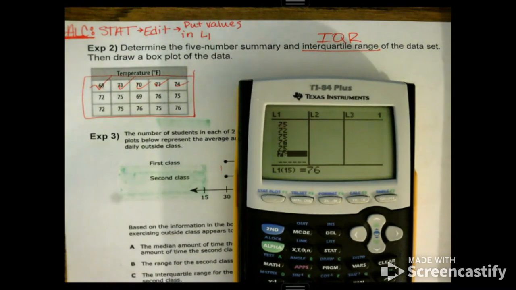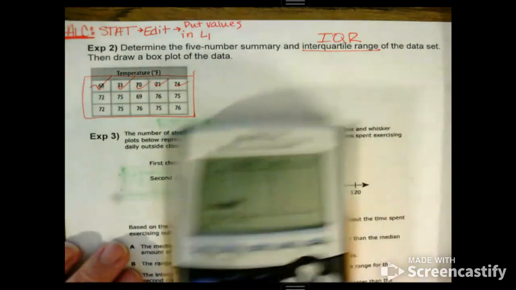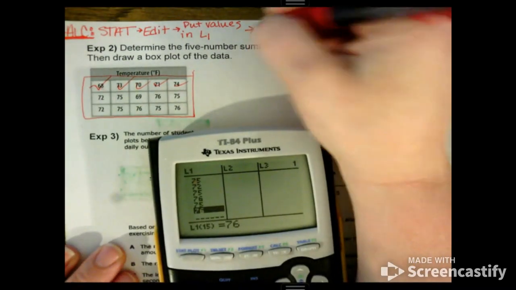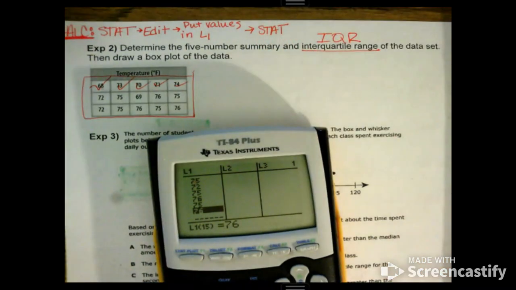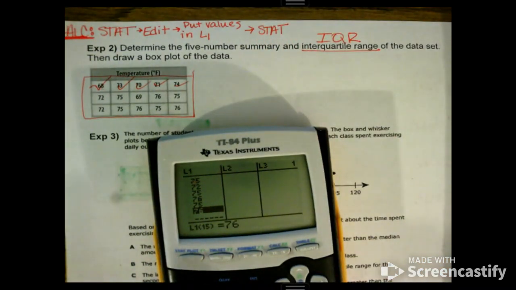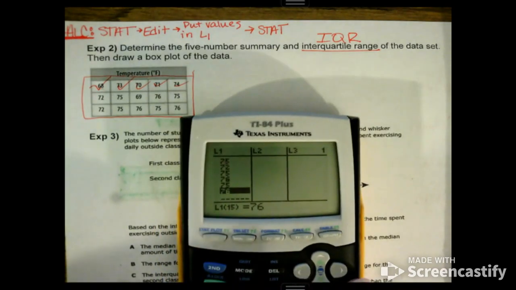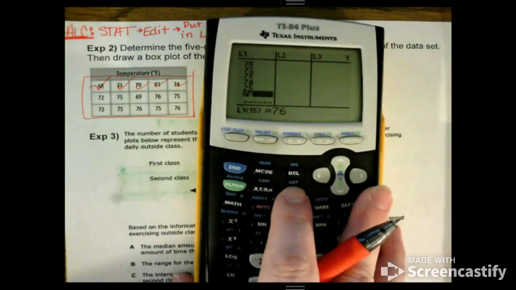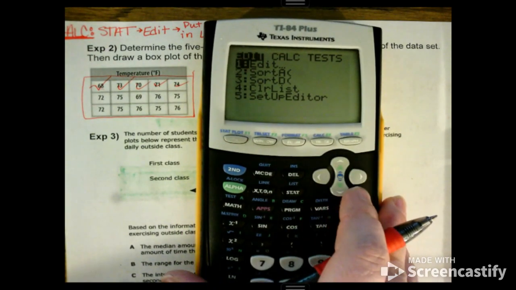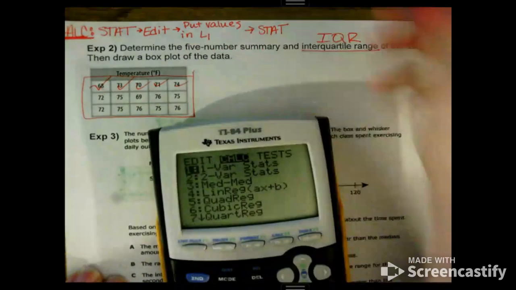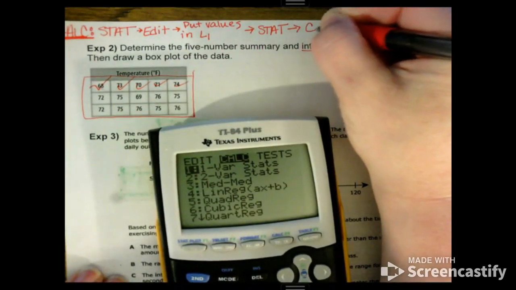Okay, your next step, we're going to write it at the top. We're going to hit stat again. Okay, so once we hit stat, what do you think we're going to do next? We're going to go over to calc. We're going to write that next up here.